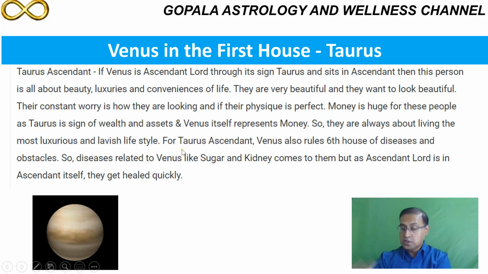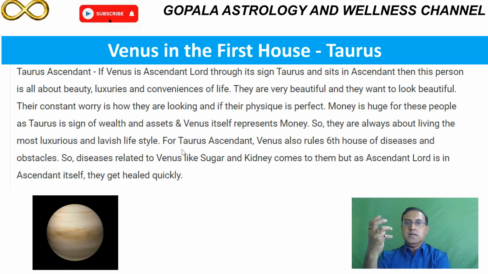If there is a Shubha Drishti, that means a very good aspect of Jupiter or even Mercury or Moon, all the Shubha Grahas, they are going to have very good health as well. And they will be very stubborn people.